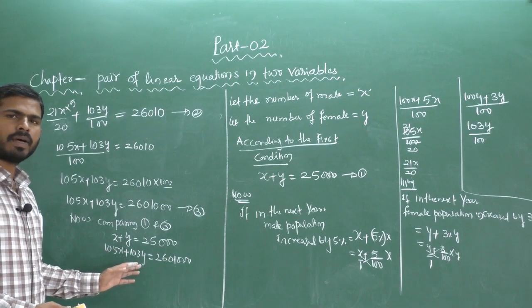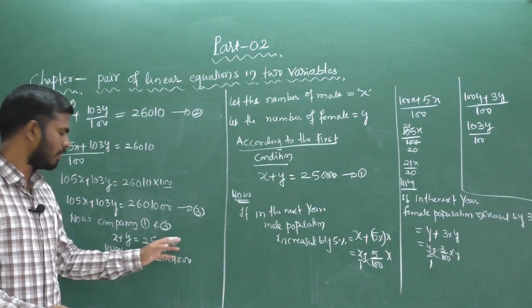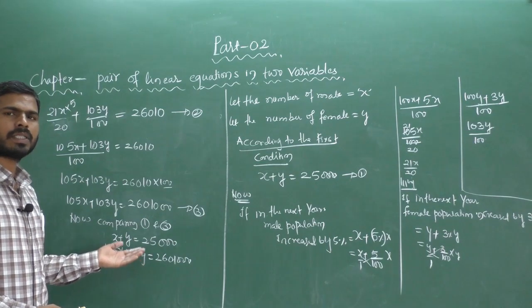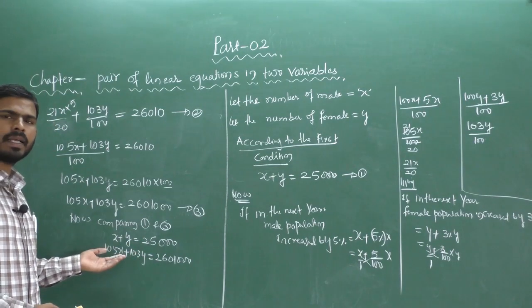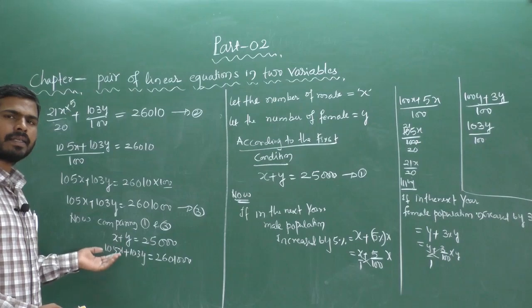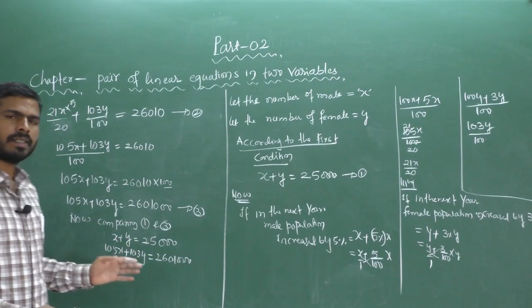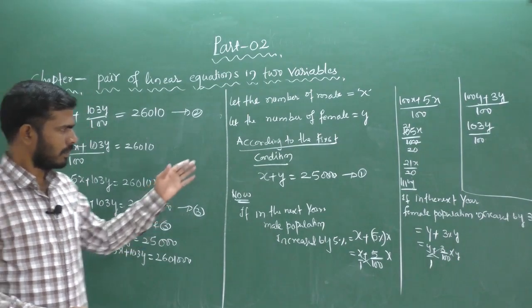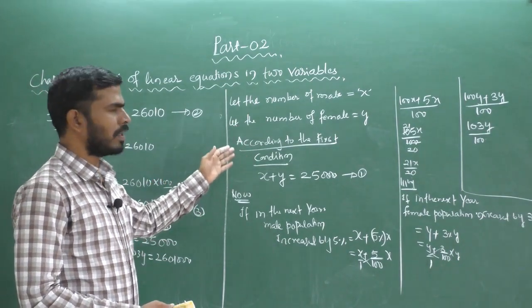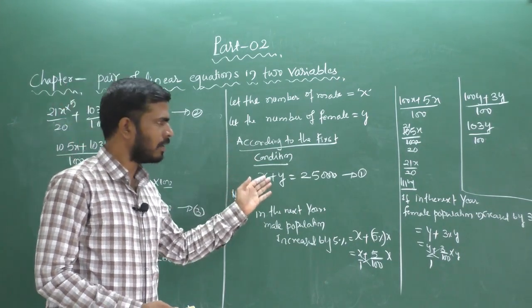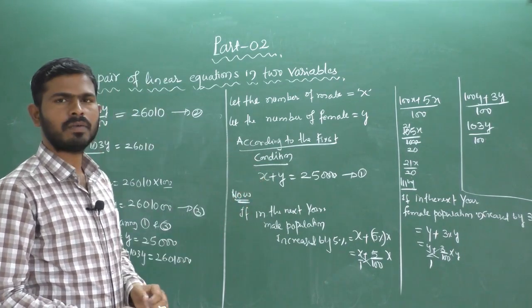Suppose you want to eliminate the y term, then this equation you have to multiply by 103, because the coefficients of y and y must be equal. Suppose you want to eliminate the x term, then the coefficients of x and x must be equal. So you have to decide which term you want to eliminate. Suppose this is completed, you have to write it in your classwork. And if you have any doubt, you have to pause the video and watch.